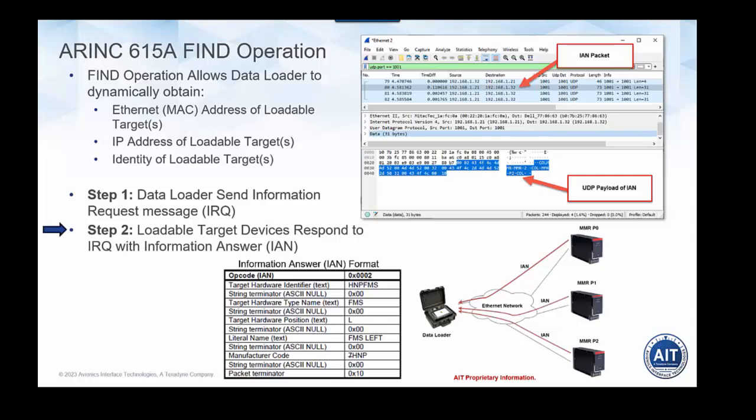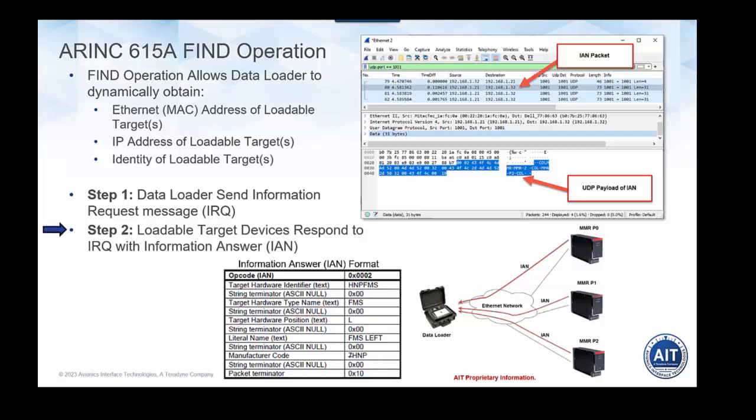Here, if we look at the IAN, that's the information request answer that comes back. In that packet, the avionics system gives the information shown in the table at the center bottom of the slide. Every avionics system that is data loadable has a target hardware ID, a unique alphanumeric identifier of that type of target. In this example, these MMRs, that's a specific type of hardware, would have a type designation. In the case of the example in the table, we're looking at a Honeywell flight management system and how it would report. So in the information answer packet, the avionics system provides back its target hardware identifier, again, a unique identifier of that.